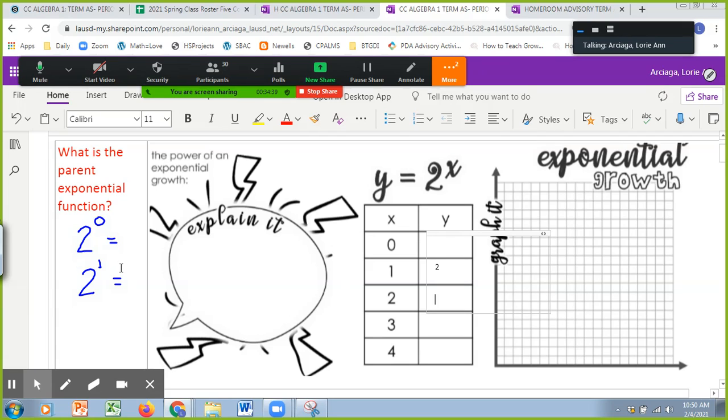What is 2 to the second power? What does that mean again? You're multiplying 2 by itself 2 times, or you can also use your calculator. So what is 2 to the second power? In the chat pod, please. You can also do it in your head. 2 to the second power means 2 times 2. 4. Very good. Next one.